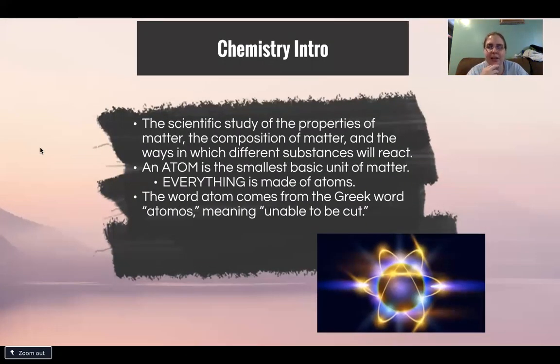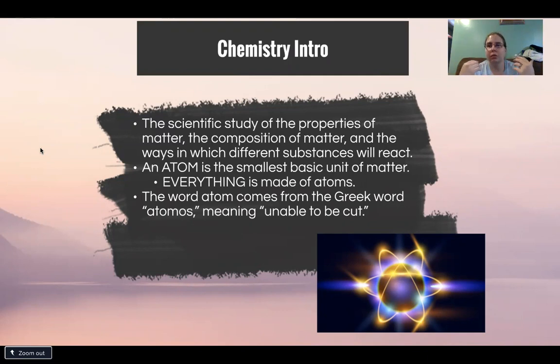All right, so here we are. We're going to start with a little bit of chemistry introduction. So first we have to discuss, okay, well, what is chemistry? We said biochem is chemistry in living things. So then what is chemistry? Well, simply put, well, I guess not so simply put, it's the scientific study of the properties of matter, the composition of matter, and the ways in which different substances will react.